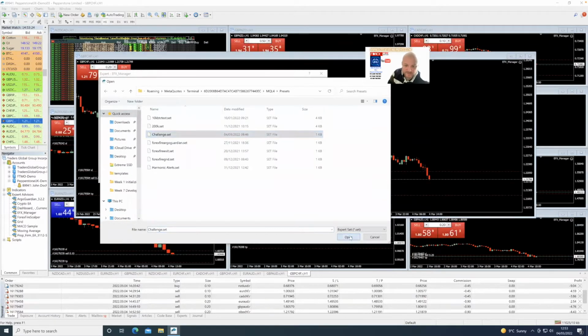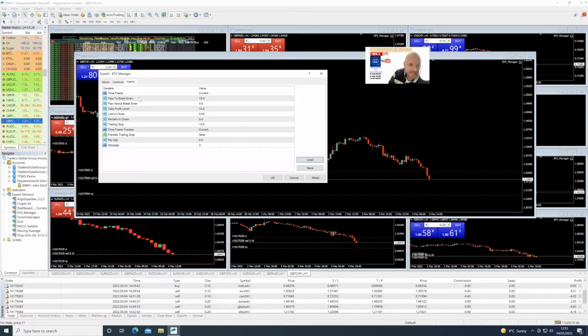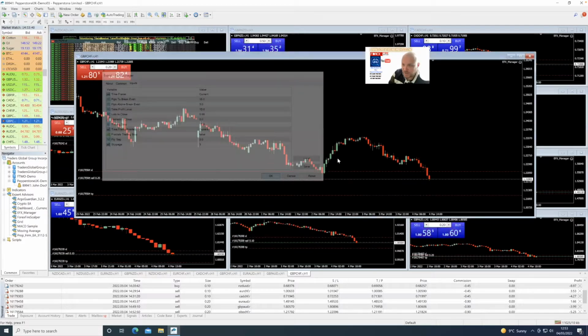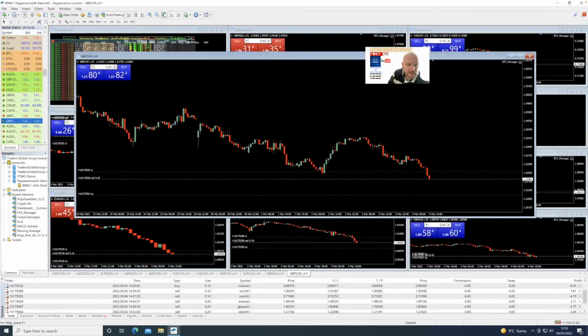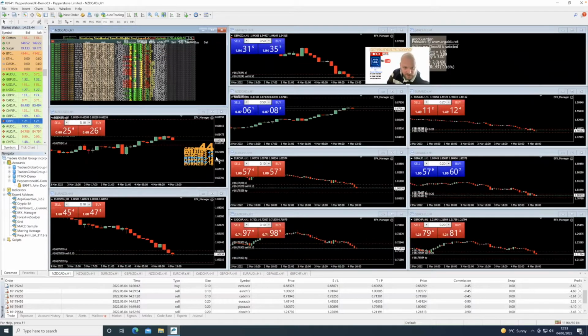I've named a set to the challenge one. And the set file is 15 pips to break even. Move the stop loss to 3 pips above when this happens. When we go to 10 pips, I'm going to take a partial off before the pips to break even is closed. So to 0.05 and the trailing stop's 15 pips. Click OK. And there we have it, guys. I've got numerous trades open there. I'm going to leave that as is. Okay.